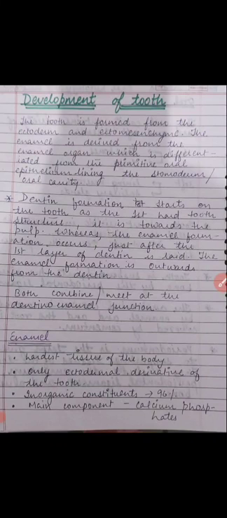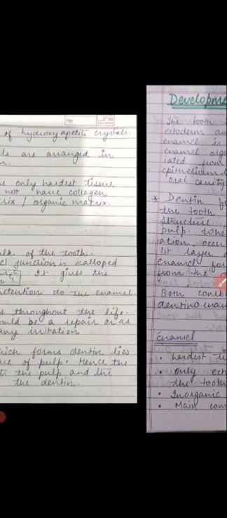Now comes the enamel. Enamel is actually the hardest tissue of the body and the only ectodermal derivative of the tooth. The inorganic constituent of the enamel is 96%, and the main component of the enamel is calcium phosphate. This calcium phosphate forms the hydroxyapatite crystals. These crystals are arranged in a rod shaped form. Now, enamel is the only hard tissue which does not have collagen fiber or collagen matrix. This collagen matrix is actually the organic matrix, but enamel lacks this.